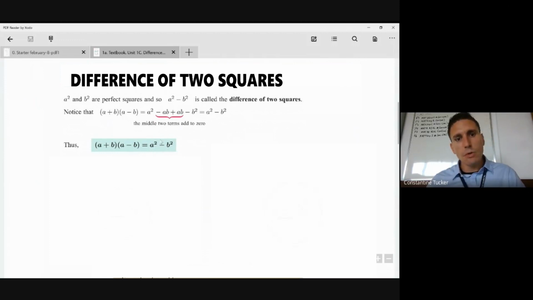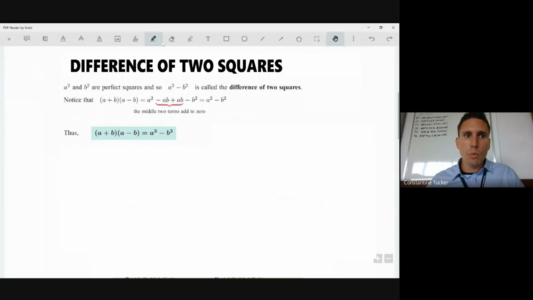Thank you. So a squared minus b squared, we can factorize this, and factorize means put in brackets. We can put it in brackets like this: a plus b times a minus b. So one might say, where did we come up with this formula and why is it true?